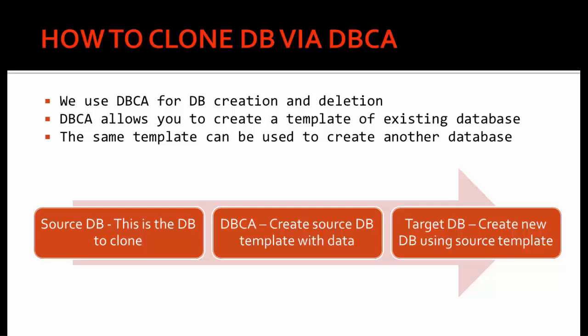And finally, on the target database, you create a new database using this source template. So what you need to do is move these template files from the source server to the target server, and over there you need to create a database using DBCA while referring to the template files which you have copied from the source server. So let us look at this activity.